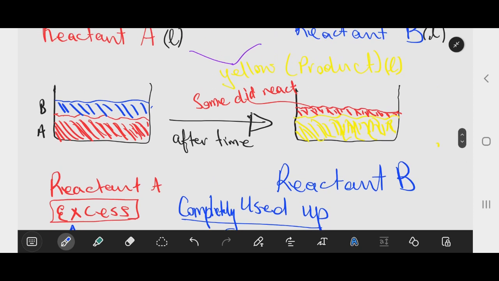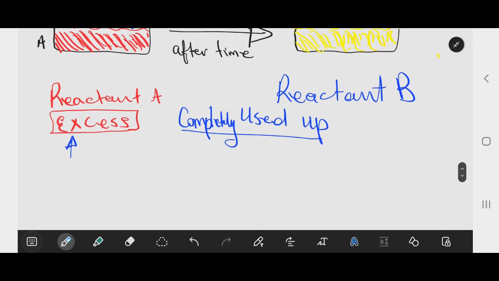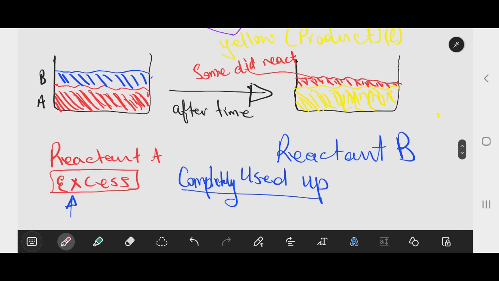But why don't we have the blue liquid in the product? That is because reactant B was completely used up in the reaction, right? So we can simply say reactant B was the limiting reagent because it was completely used up in the chemical reaction.